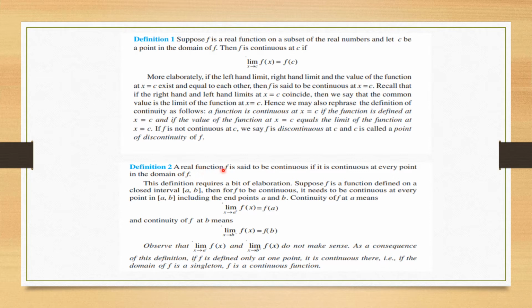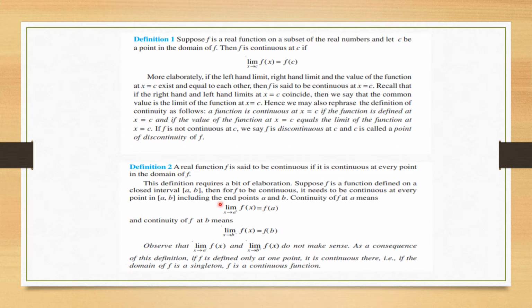Definition number 2 says a real function f is said to be continuous if it is continuous at every point in the domain of f. A function is said to be continuous means it should have no break. It should be continuous at every point where this function is defined, at every point in the domain.